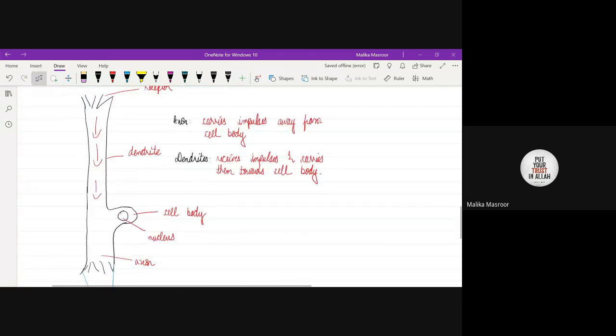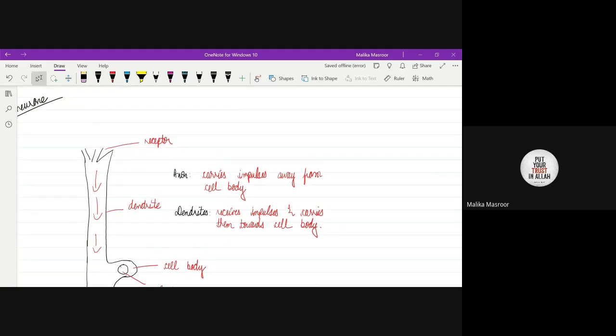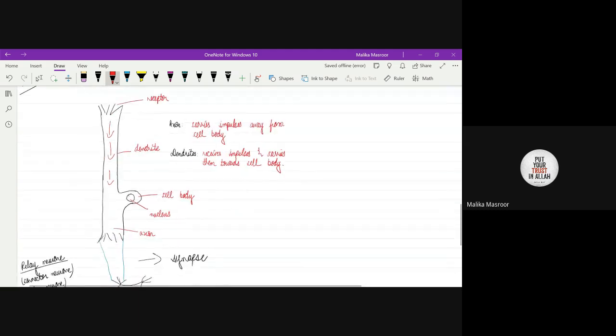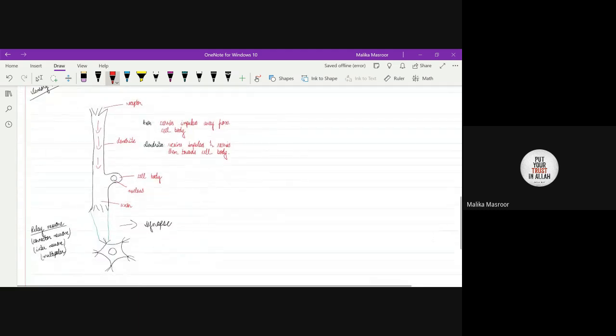Okay, now this is what a sensory neuron looks like. Same things, just the position of the cell body has changed. Now, for example, the receptor sends the impulse and your dendrite will receive it. Like I said, the axon carries impulses away from the cell body, and dendrites receive impulses and carry them towards the cell body.